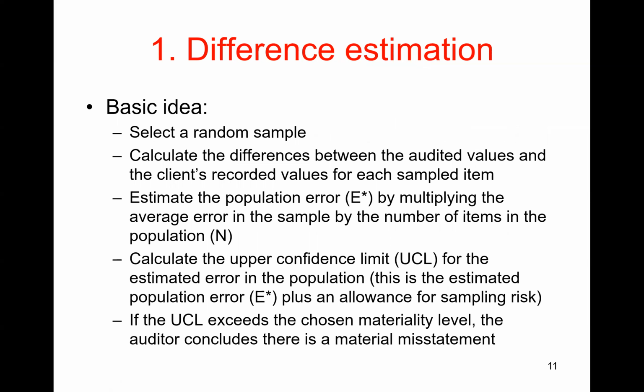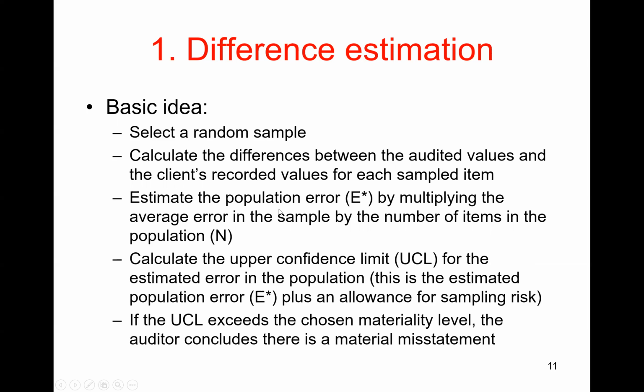Okay, so what I'm going to do now is to first talk about the basic idea behind difference estimation, then we'll run through the steps, and then in class, I'll get you to tell me what you think the answer should be to question number 1. Okay, so the basic idea. First of all, you select a random sample. Then you calculate the differences between the audited values and the client's recorded values, right? So these differences are the errors that you find within your sample.